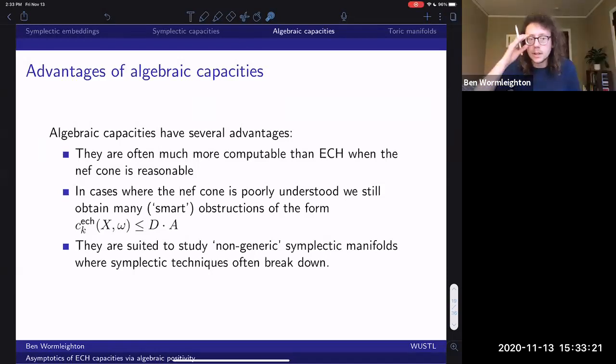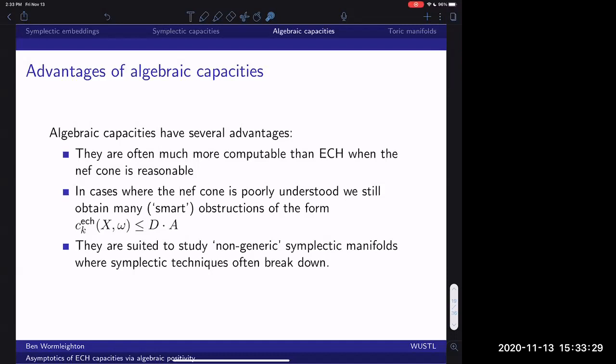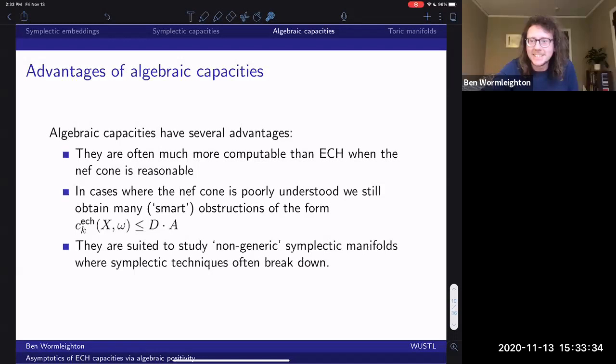So before I jump to the toric setting, are there any further questions or clarifications? So maybe will you comment on when the two capacities are equal? Yes. From your, oh, okay, great, thank you.